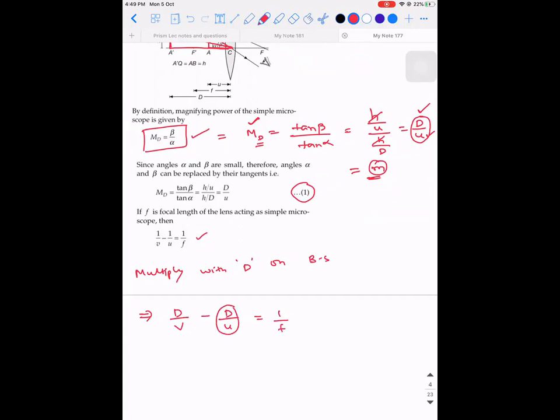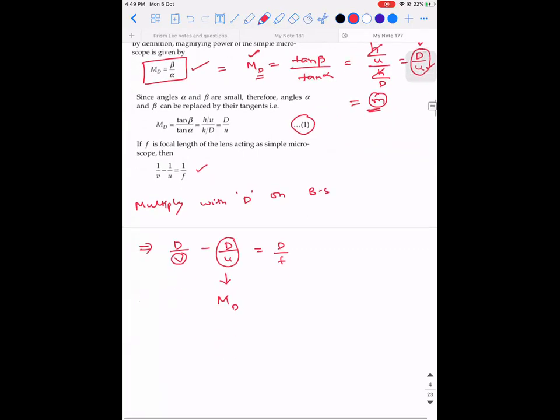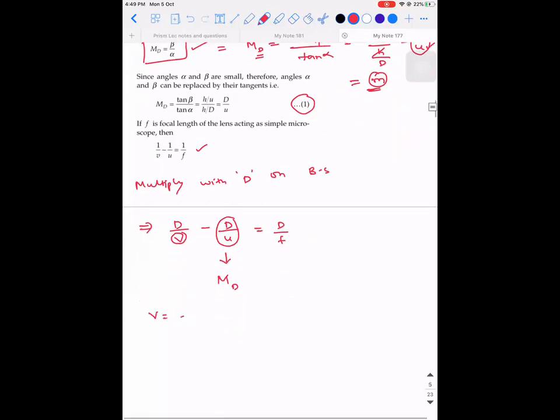What is this D divided by U, guys? D divided by U is what? MD. Mathematically it is linear, but again, I'm repeating, it is still MD only. That is, we are concerned about angular only. MD. And where is the final image formed? D. Okay. So one small change that I'm going to do here is observe. V is equal to minus D.